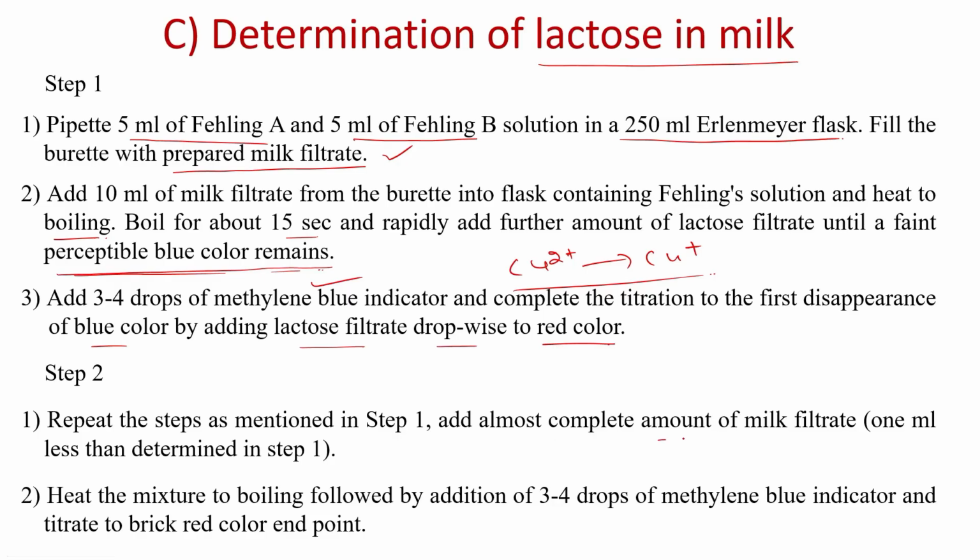Add almost the complete amount of milk filtrate. Again, this is the preliminary titration, this is the main titration, again to save time and also have accurate endpoint determination. Then heat the mixture to boiling, followed by addition of 3 to 4 drops of methylene blue indicator, and titrate to the brick red color endpoint. So here also you will get some titer value, say Y has come for your milk filtrate.